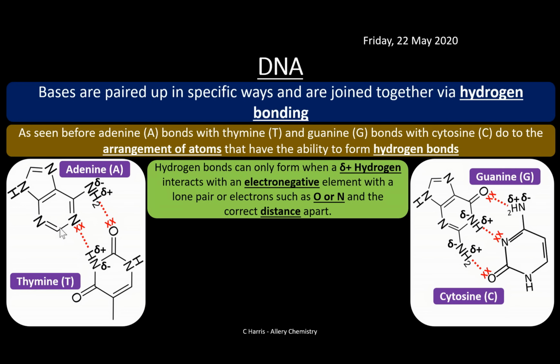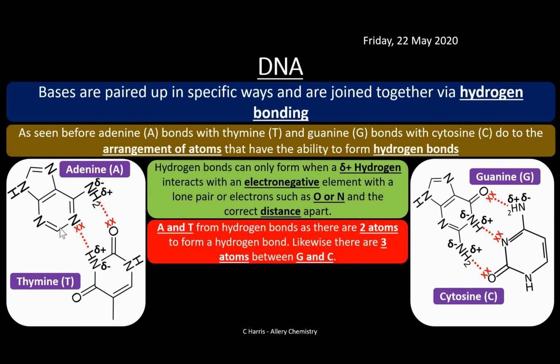And so we can also do the same for... here we go. So the A and T form hydrogen bonds, as there's two, like I say, there's two atoms to form hydrogen bonds. And likewise, in G and C, we've got 3 here. So we've got 1 here, 1 here, and 1 here.